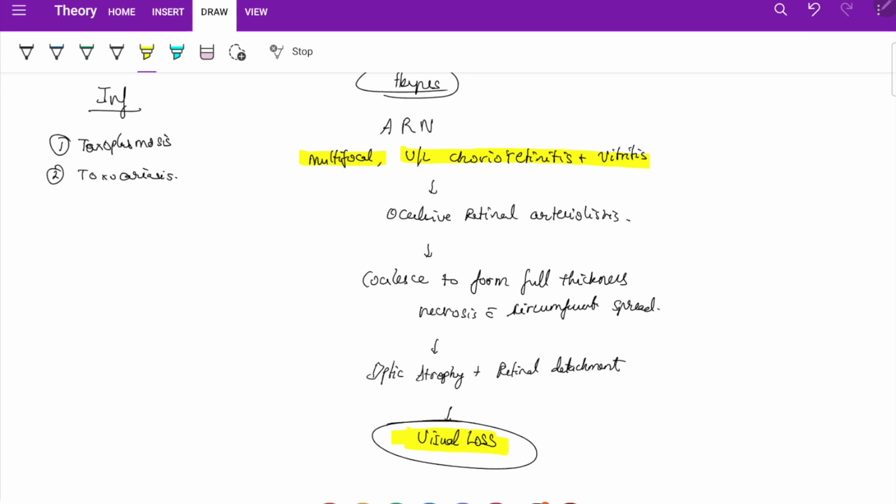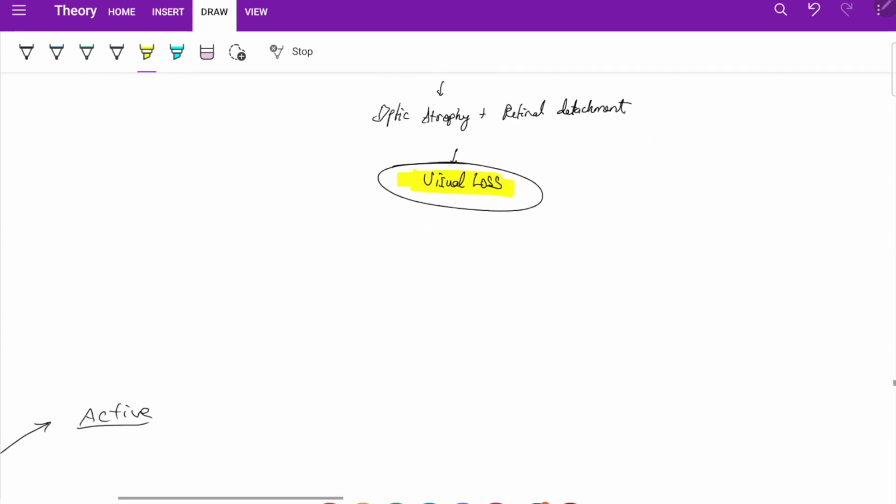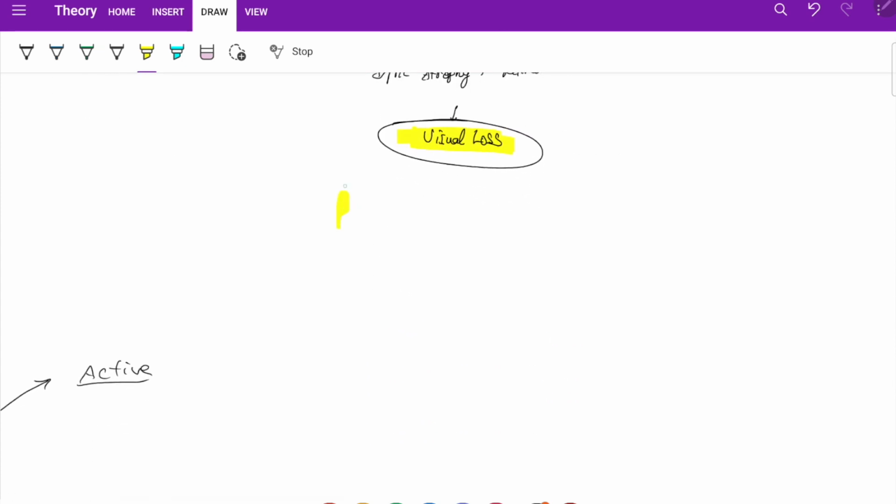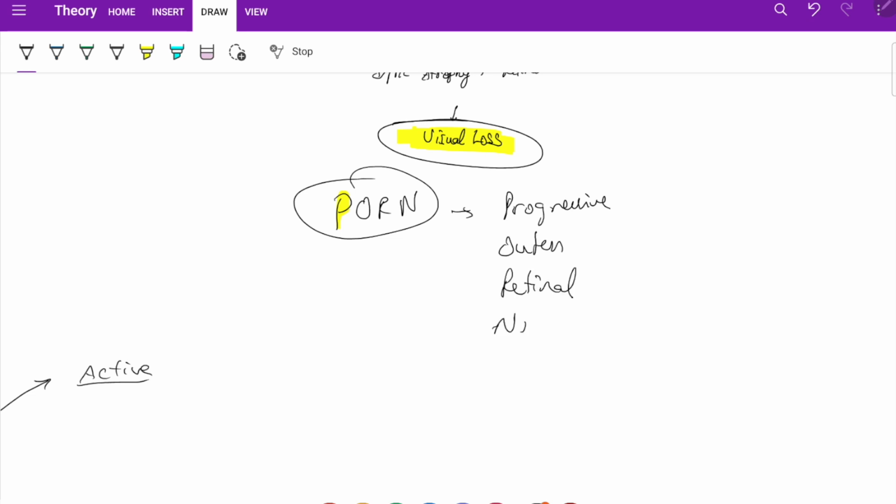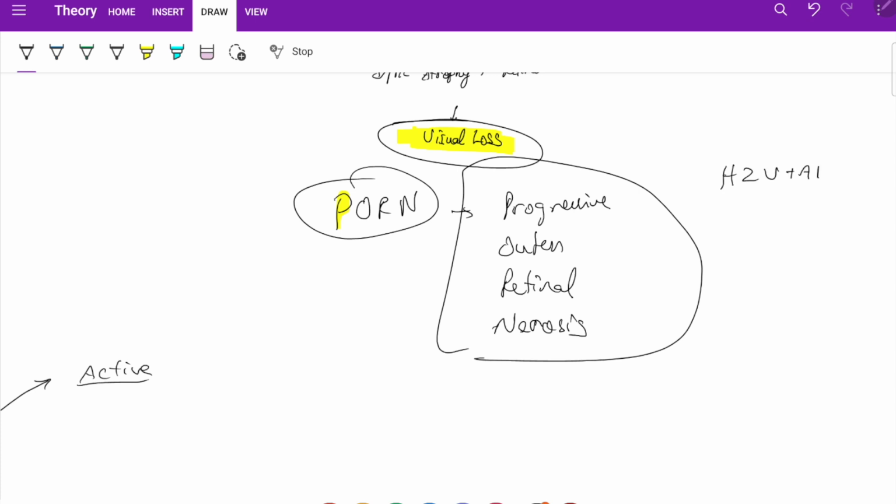Progressive outer retinal necrosis, they call it PORN. You will be reading all this in future in the retina chapter. PORN. Okay, so what is PORN? Not the usual word. Okay, here you're going to remember PORN is nothing but progressive outer retinal necrosis. Okay, this condition most commonly occurs with HZV with AIDS. Okay, in these patients you can see this most commonly.